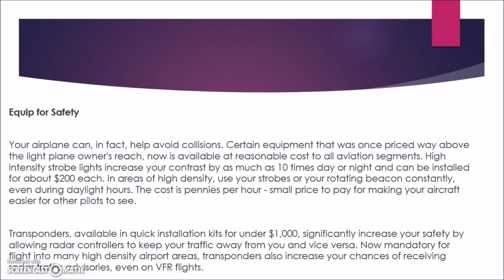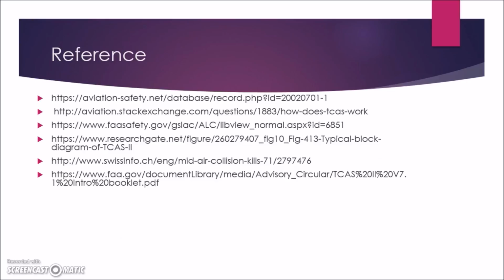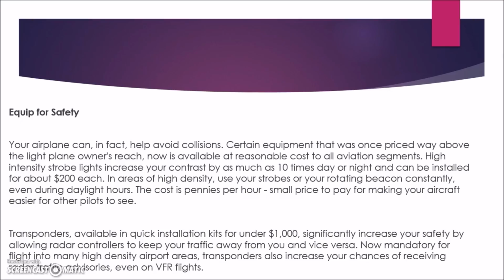Certain equipment that was once priced way above the light plane owner's reach is now available at reasonable cost at all aviation segments. A high intensity strobe light increases your contrast by as much as 10 times day or night, and can be installed for about 200 each. In areas of high density, use your strobe or your rotating beacon constantly, even during daylight hours. The cost is pennies per hour, a small price to pay for making your aircraft easier for other pilots to see.